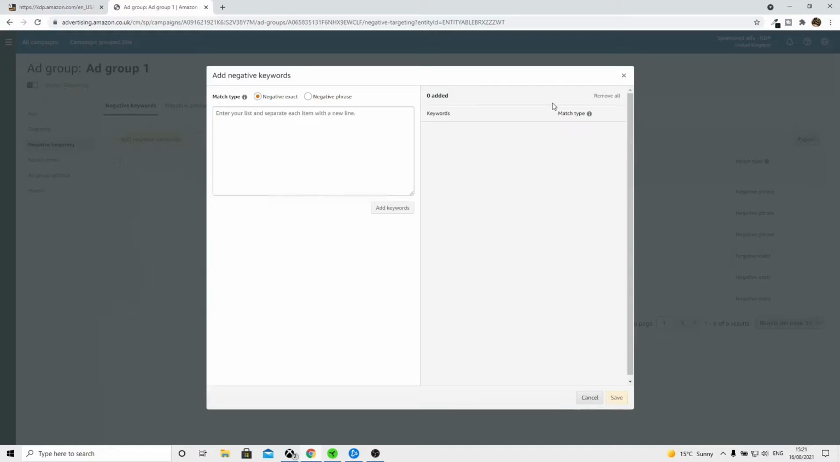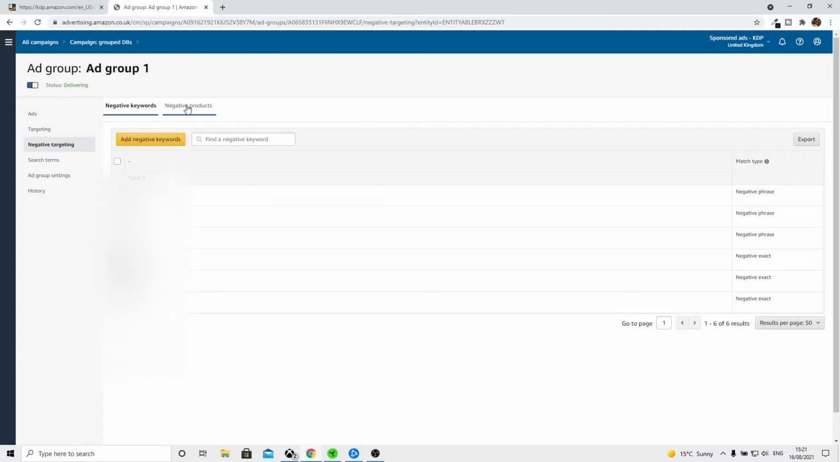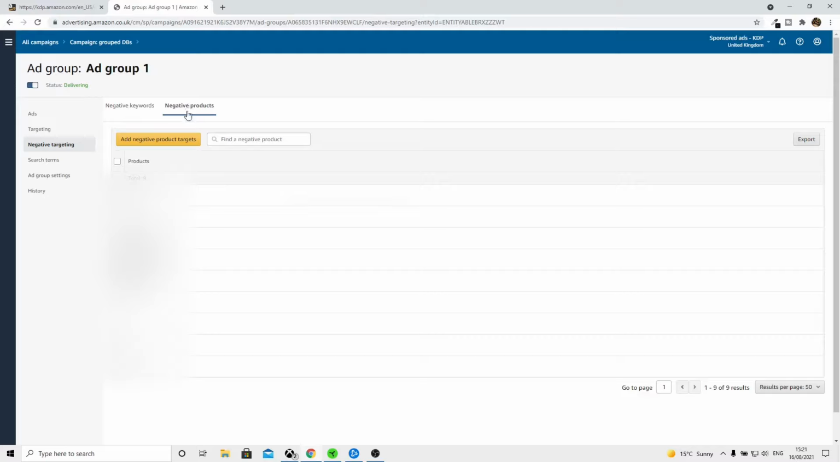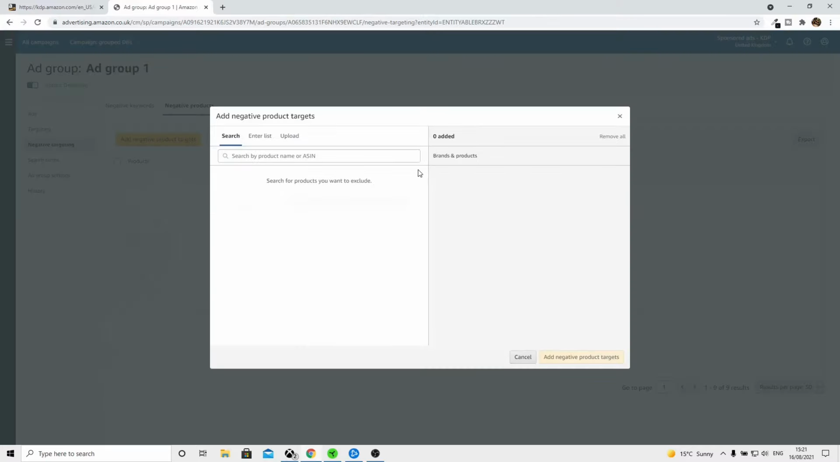That's going to exclude those keywords as this ad continues to run. And then you come across to negative products and put in the ASINs that you wrote down that were losing you money as well. Put them in, and exclude them from your ad campaign too.